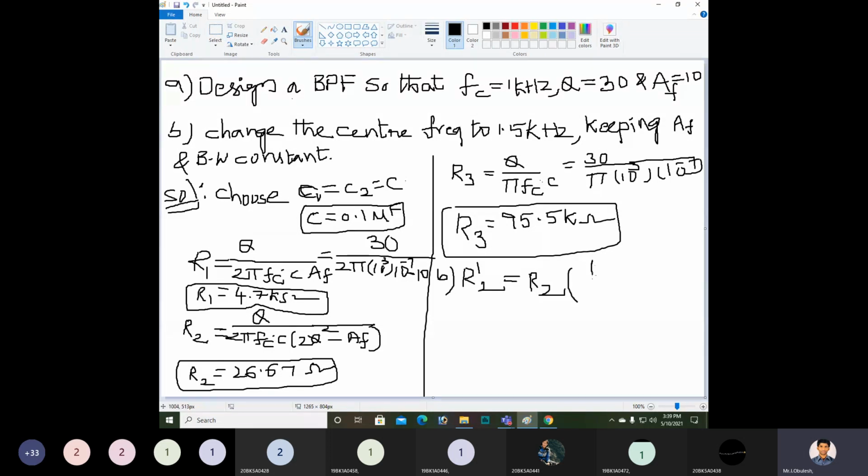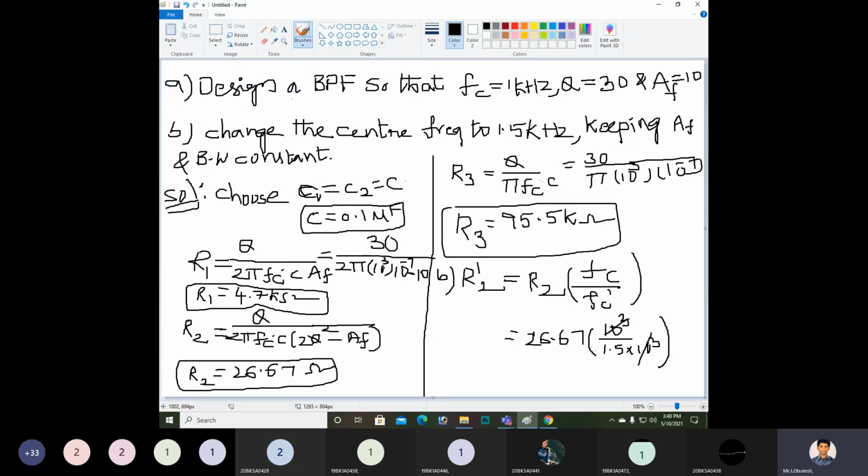Fc by Fc dash. What is the R2 value? You know it, 26.67, into the first Fc, which is 1K, 10 to the power of 3, and the changed one is 1.5 into 10 cube, that is 1.5 kilohertz.